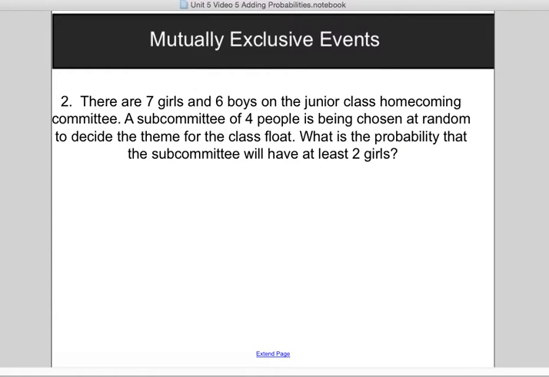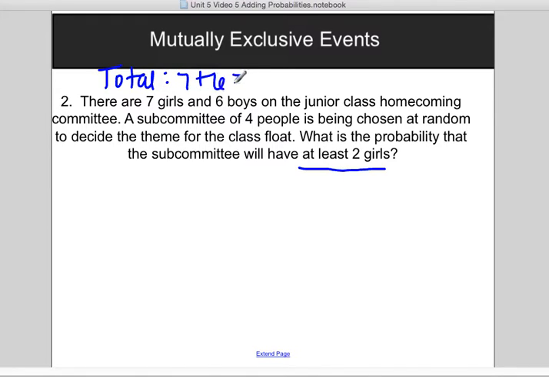Example 2: there are 7 girls and 6 boys on the junior class homecoming committee. A subcommittee of 4 people is being chosen at random to decide the theme for the class float. What is the probability that the subcommittee will have at least 2 girls? At least. This one gets a little more complicated because we are picking a group of people. When we're picking a group or committee, that brings in combinations. First, let's figure out how many total people we are talking about.